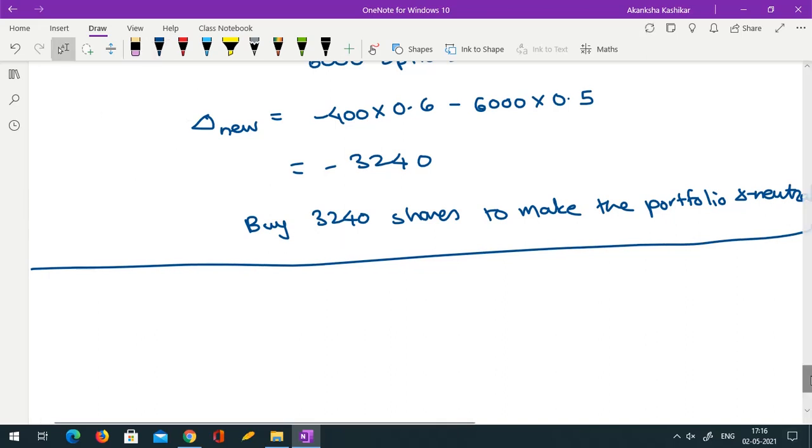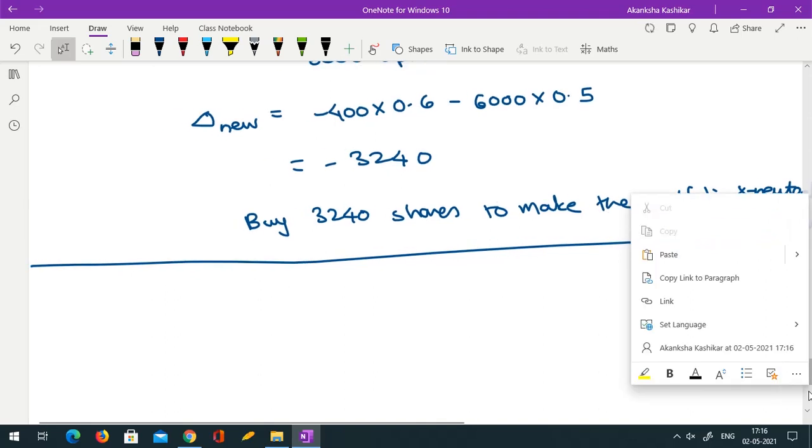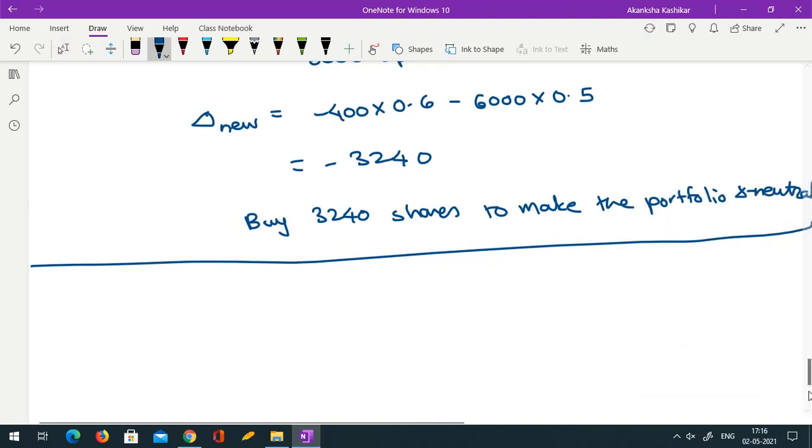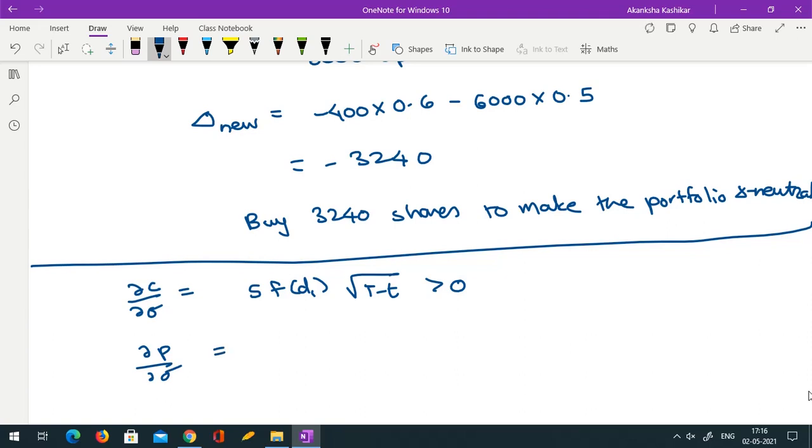Is it okay? So what would be vega for a call option and put option? So vega would be dabba C by dabba sigma. So let me again write down the final answer. It would be S phi D1 square root of T minus t. So this is positive. And for put option, it is same actually. S phi D1 root T minus t. So it is positive. So as volatility increases, the worth of the call and put option also increases.